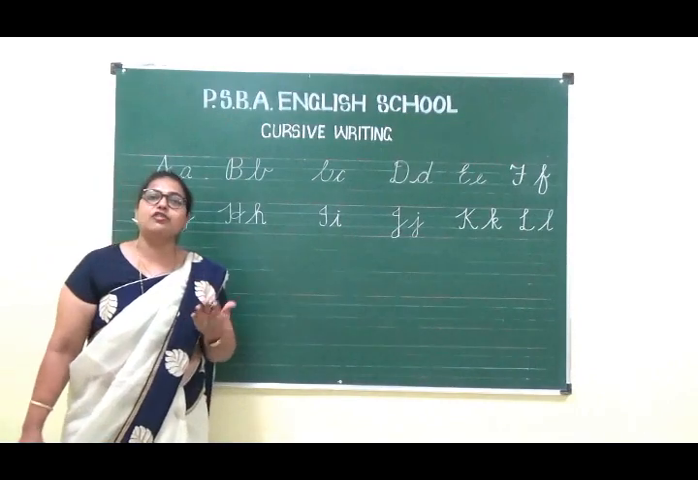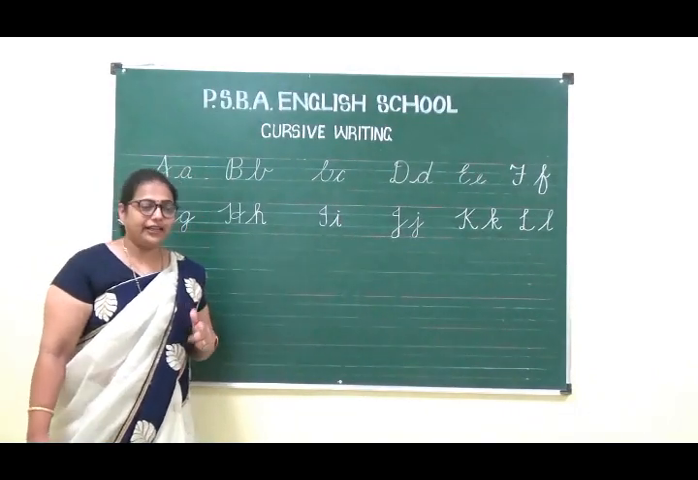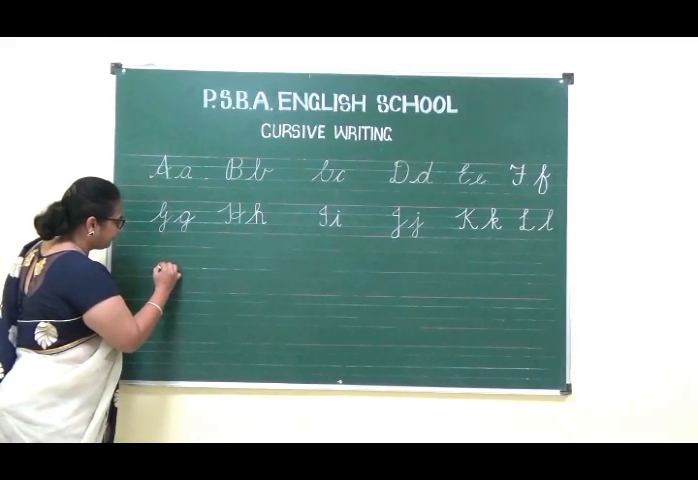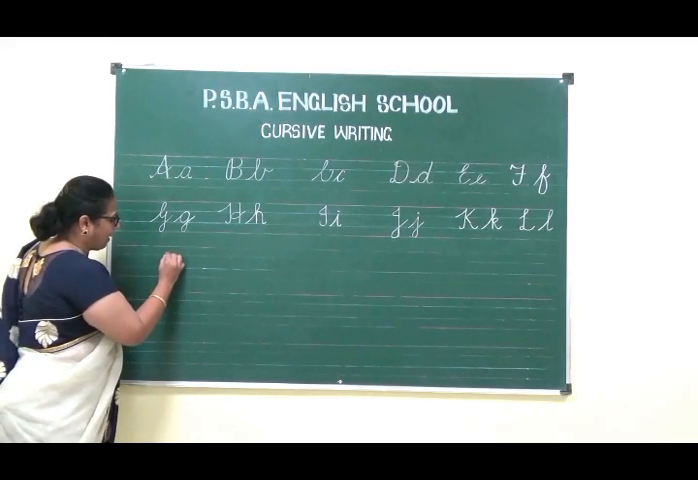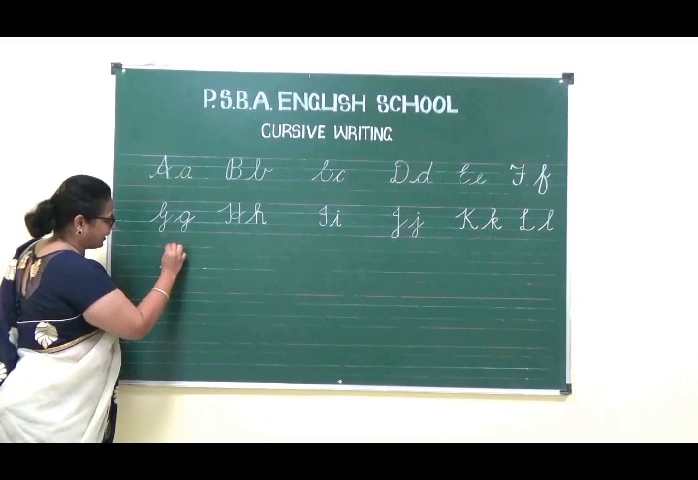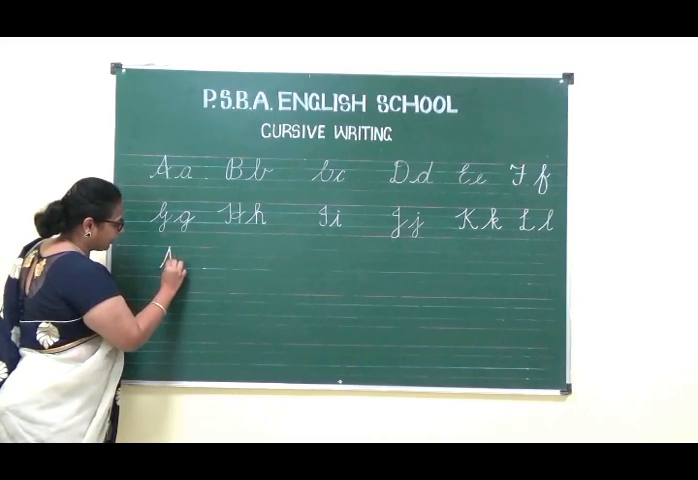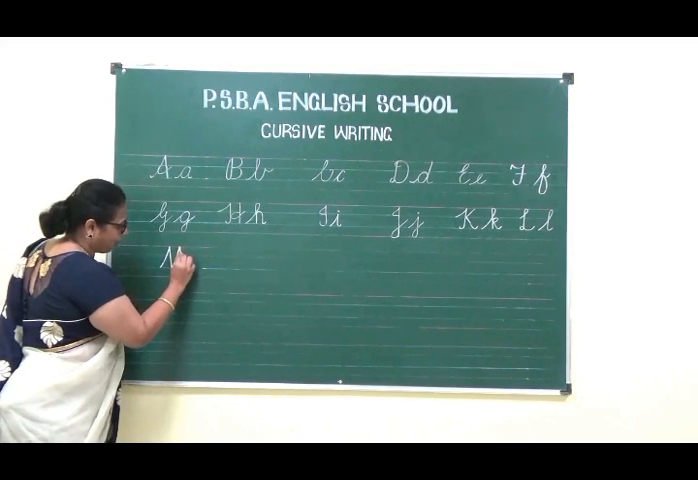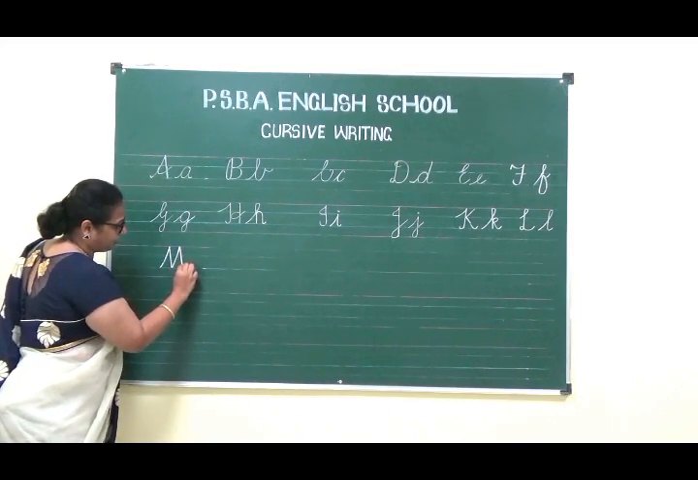Very good. Now we move to the next letter, letter M. Alright? Let's see how to write capital cursive letter M. From the third line, go up to the first line, the slanting line, come down, again the slanting line, again go up to the slanting line and come down. The curve, end it with a curve.